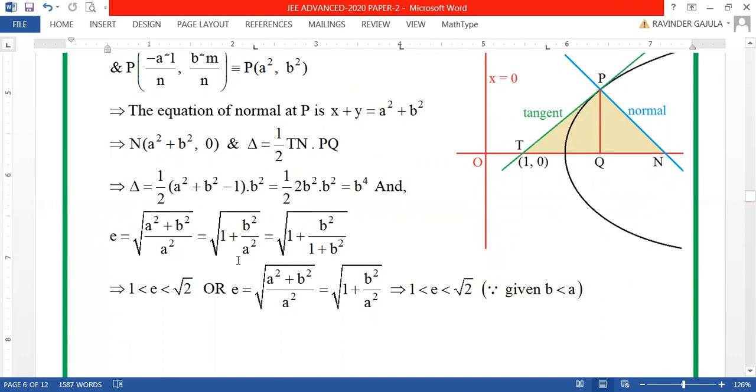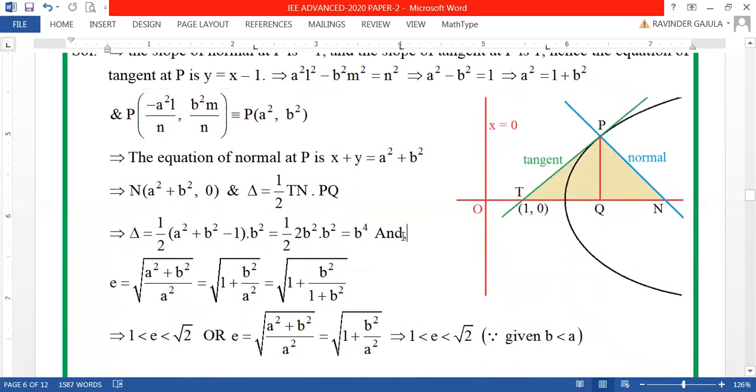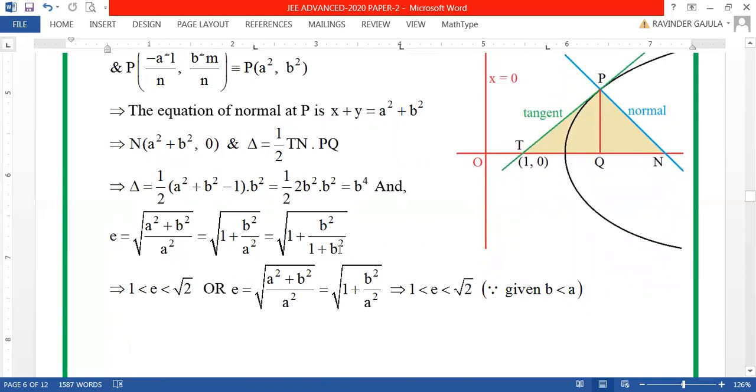But here a square equal to 1 plus b square, just now we have derived a square equal to 1 plus b square. So 1 plus b square by 1 plus b square. So this b square by 1 plus b square, of course it is less than 1. But the total is more than 1. So 1 plus this total is more than 1, but only b square by 1 plus b square is less than 1. But the total is less than 2. So inside the square root it is more than 1 but less than 2. Hence eccentricity E will be more than 1 but less than root 2.